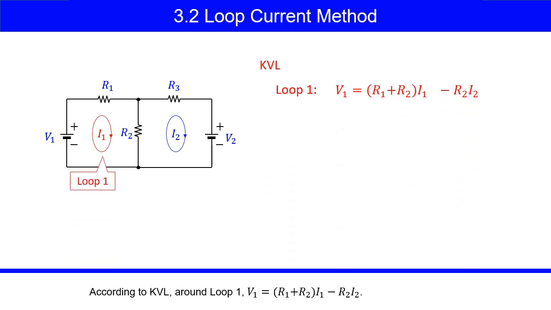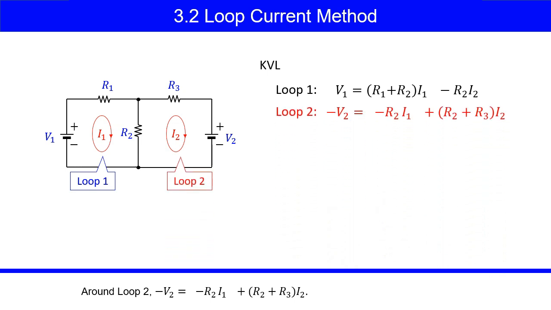According to KVL, around loop 1, V1 equals (R1 plus R2) times I1 minus R2 I2. Around loop 2, negative V2 equals negative R2 I1 plus (R3 plus R2) times I2.